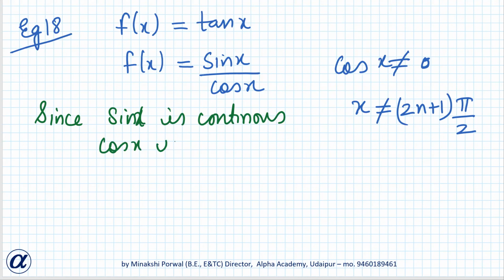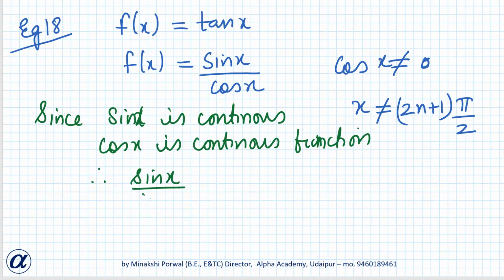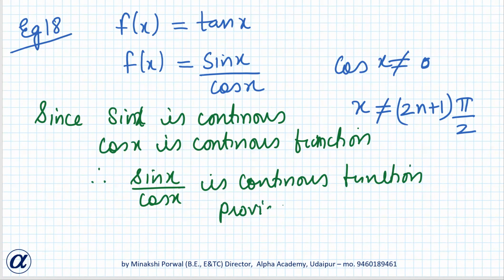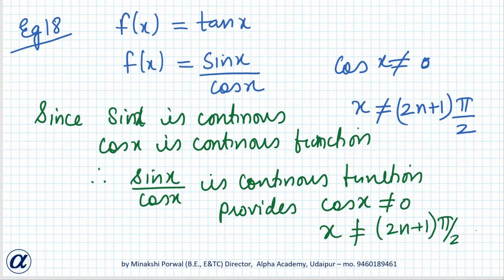cos x is too. In an exam, will we have to prove sin x and cos x? Actually, it depends upon how many marks the question carries. If it is a 4 mark question or 6 mark question, then you can prove it in detail. Since sin x is a continuous function and cos x is a continuous function, therefore sin x upon cos x is a continuous function, provided cos x should not be equal to 0. This condition I have already written, that is, x should not be equal to 2n plus 1 pi by 2. Therefore, tan x is a continuous function.